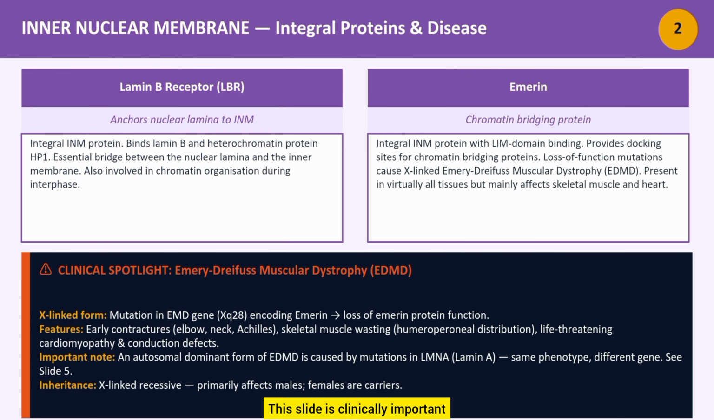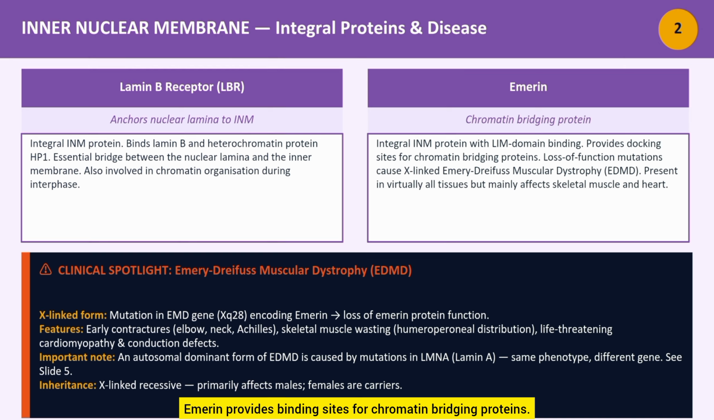This slide is clinically important. Pay attention. The inner nuclear membrane has two key integral proteins that you absolutely need to know. Number 1, lamin B receptor. This protein anchors the nuclear lamina, specifically the lamin B proteins, to the inner nuclear membrane. It acts as a bridge between the structural meshwork inside the nucleus and the membrane itself. It is also involved in tethering heterochromatin.